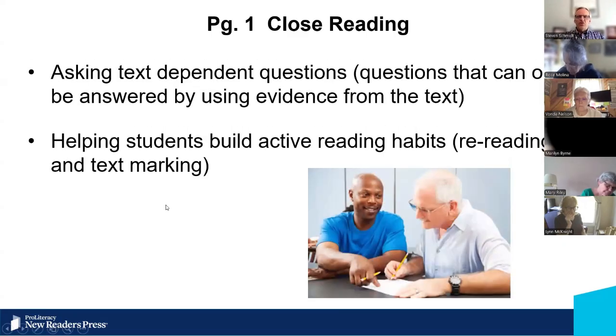The key to close reading is asking good questions. Like that old saying, you ask a better question, get a better answer. And the type of questions that we want to ask with close reading are text dependent questions. In other words, these are not opinion questions. How do you feel about blah, blah, blah? These are questions that can only be answered from the text. These would be your who, what, when, where questions. There are maybe some why questions as well. These questions can only be answered by using evidence from the text, and that's what drives close reading.